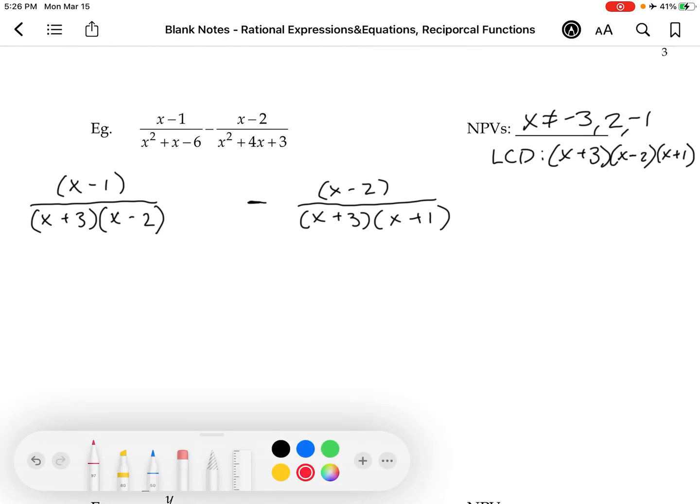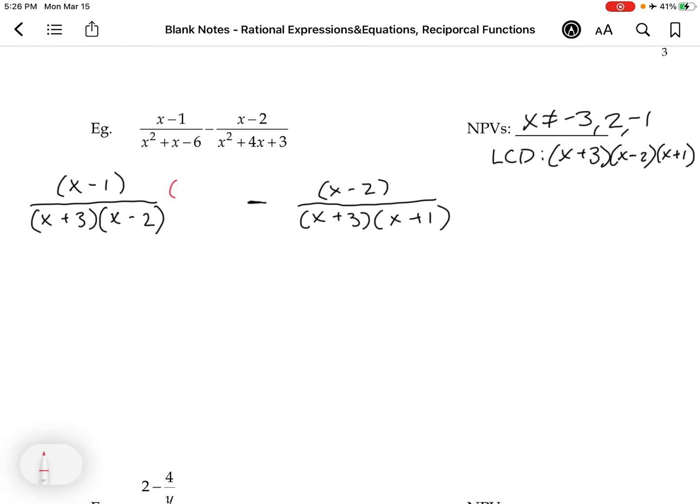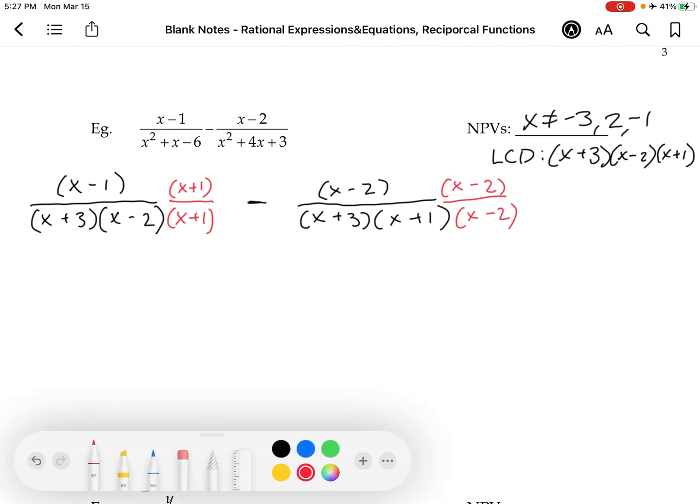Okay, so what is missing from each rational expression in the denominators? From the first one, I'm missing the x plus 1. So I need to multiply this by x plus 1 over x plus 1. And in the second one, what's missing is the x minus 2. So I'm going to multiply this by x minus 2 over x minus 2.